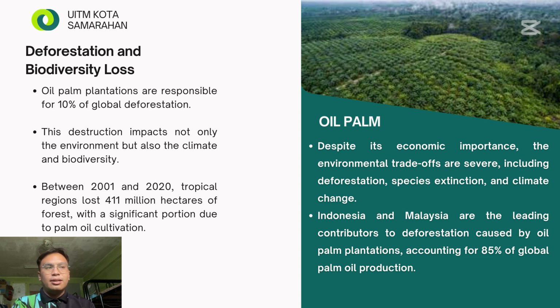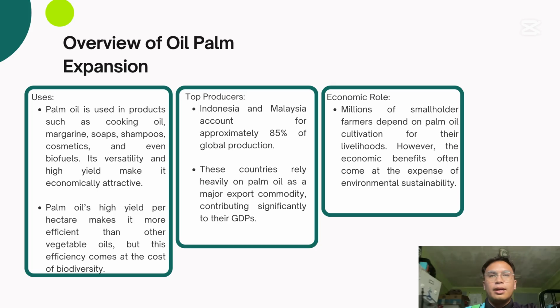Indonesia and Malaysia are the leading contributors to deforestation caused by oil palm plantations, accounting for 85% of global palm oil production. Here is an overview of oil palm expansion. First is the uses of oil palm. Palm oil is used in products such as cooking oil, margarine, soap, shampoo, cosmetics, and even biofuels. Its versatility and high yield make it economically attractive.